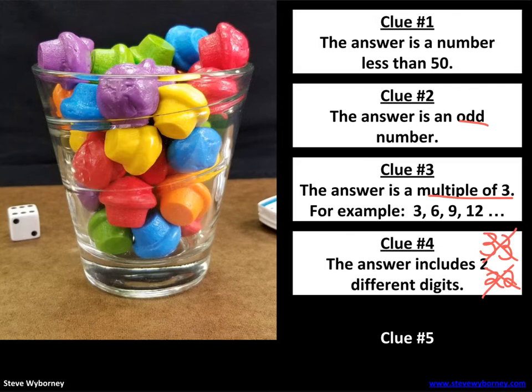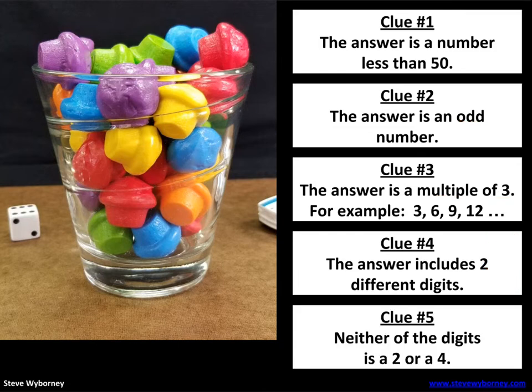As always, feel free to pause the video if you need to have time to work out your possible solutions. Ooh, clue number 5 tells us that neither of the digits is a 2 or a 4. That really does limit some of our possibilities, doesn't it?